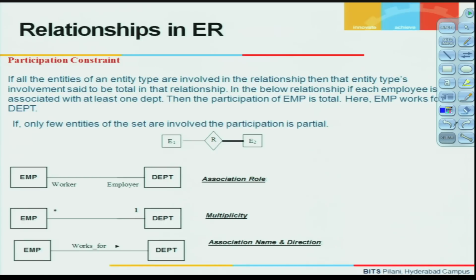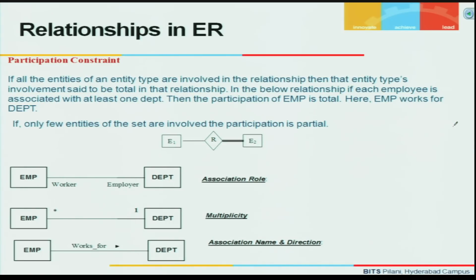Now let us have a look at the participation constraint to have a better understanding of participation. If all the entities of an entity type are involved in the relationship, then that entity type's involvement is said to be total in that particular relationship. Otherwise, it is called partial participation. If it is a total participation, the line joining the entity type which is totally involved in the relationship is indicated by a double line. If it is a partial participation, the line is going to be a single line.